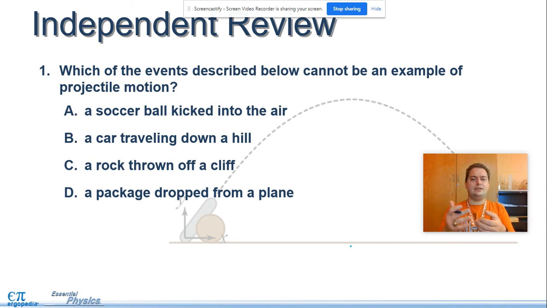Which is not an example of projectile motion? Soccer ball being kicked in the air, parabola. Car traveling down a hill, rock thrown off a cliff, parabola. Package dropped from a plane. Believe it or not, if you're in a plane and you're flying, and you drop something, as you drop it, it's still going to make a parabolic arc. It's still going to fall in a parabola. So of course, it's the car traveling down the hill, right?